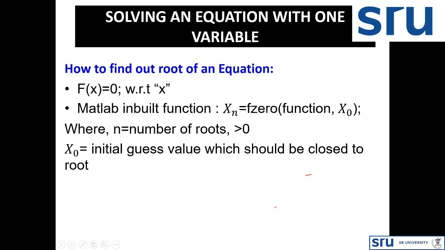And x naught and function is function, or we say access. So from that you can say that our function. Okay, and x naught is the initial guess. So that way we can find out.